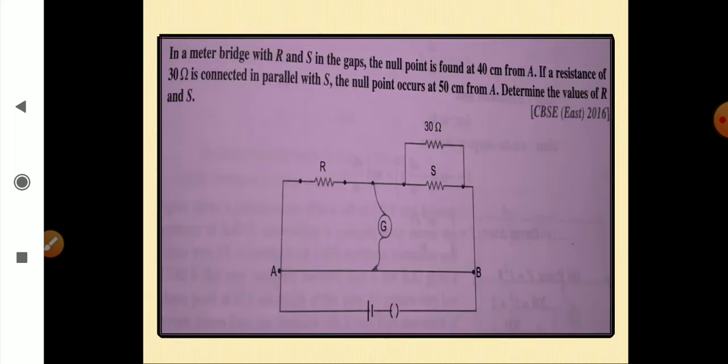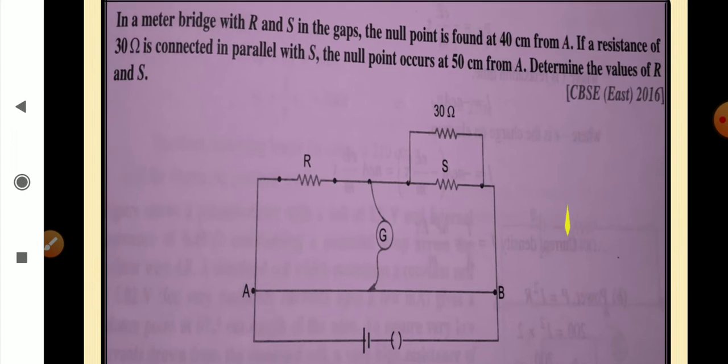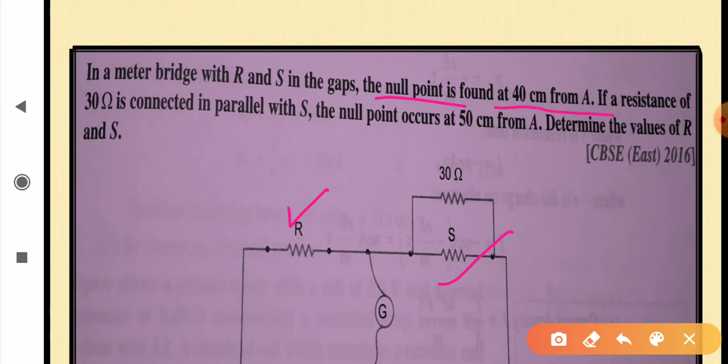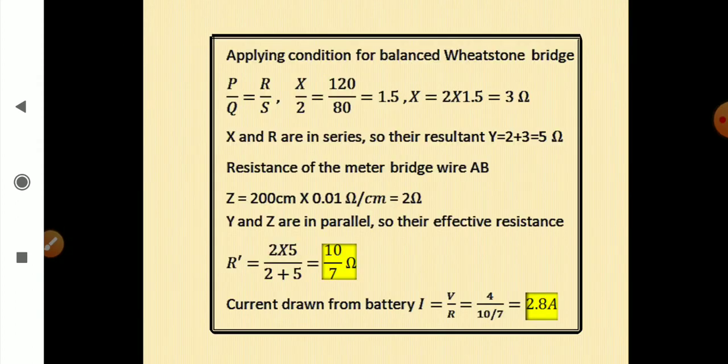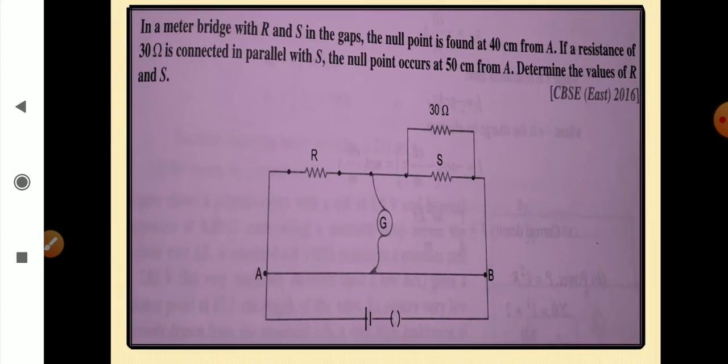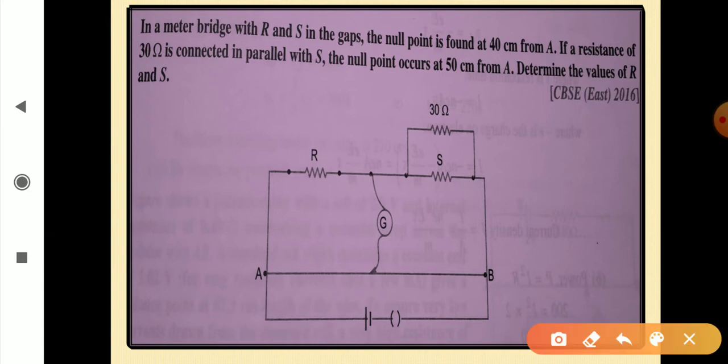Another problem based on meter bridge only. Just look at the problem first. In a meter bridge with R and S in the gaps, the null point is found at 40 centimeter from A. That means just look at this A point also. See, the null point is found to be 40 centimeter from end A.